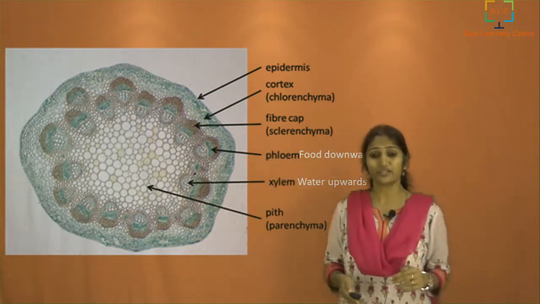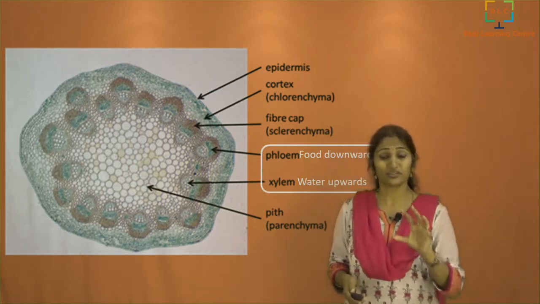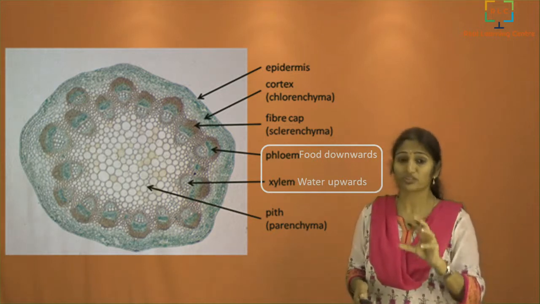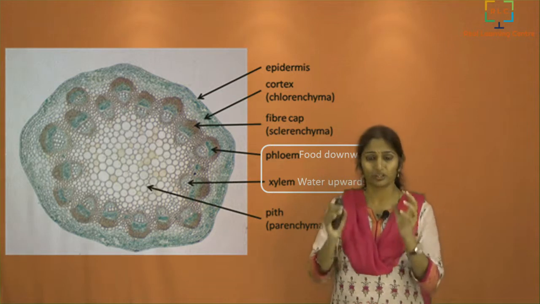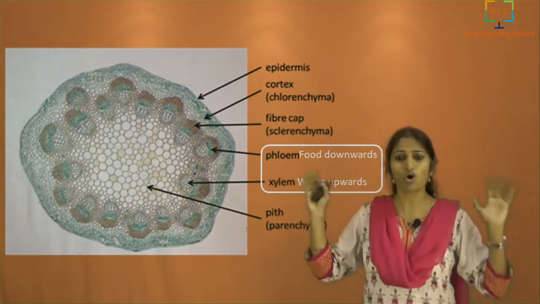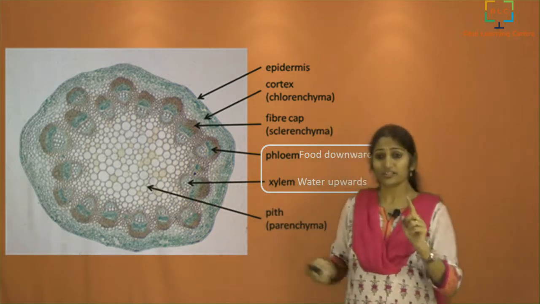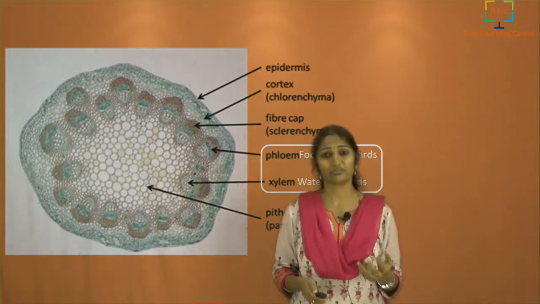The next one is something called the pith. The pith is the central region of the stem. Now this pith is just present there, giving mechanical support to the plant, giving structure to all the other parts of the stem. Now let us try to concentrate our study on the xylem and the phloem.